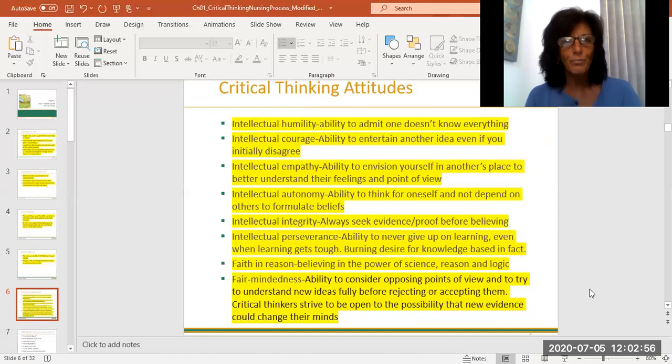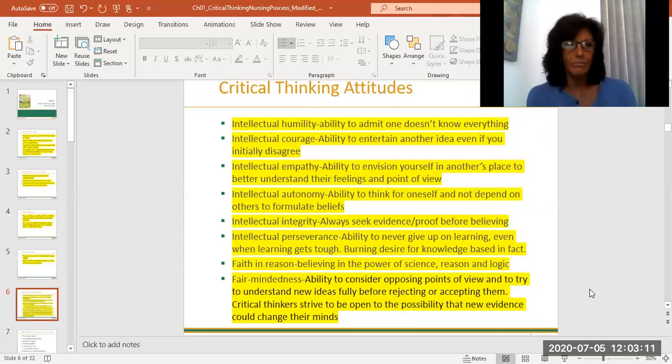You have to want to take care of people, yes. But the other important thing is, how do you maintain an open mind? How do you learn? How do you be the best nurse that you possibly can be? So we'll talk about these attitudes.